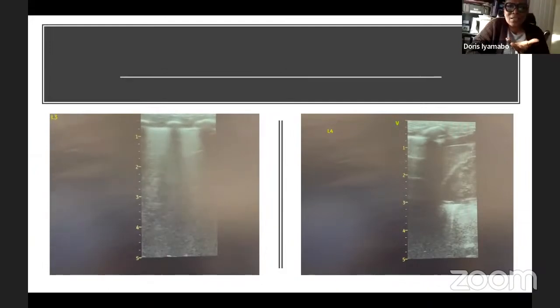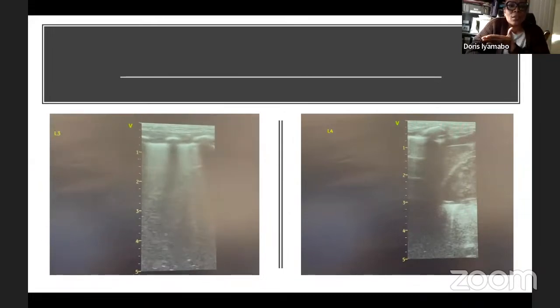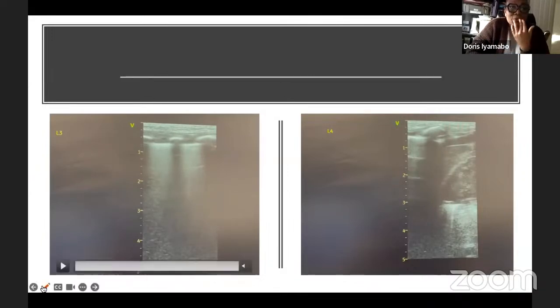Yeah, that's what I thought. I was quite fascinated. I thought the images would all show uniform consolidation, but it's not. So that's why I just took all of them.